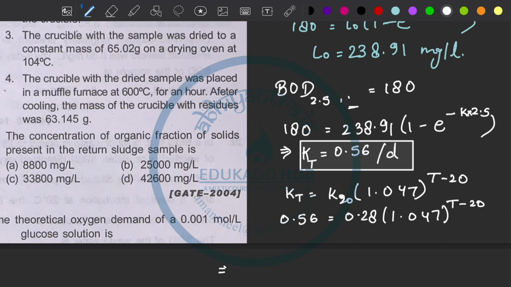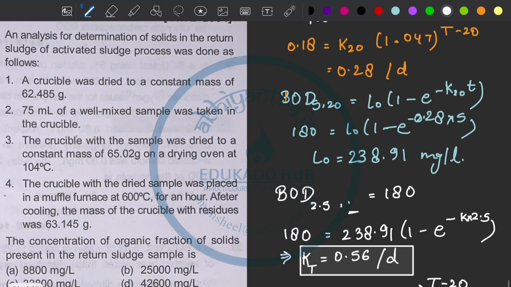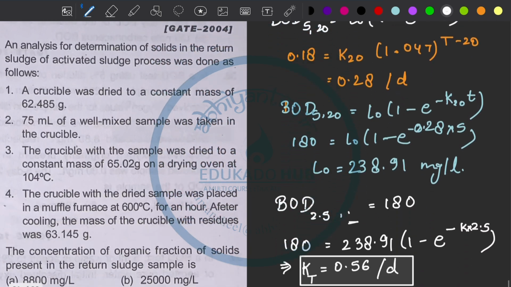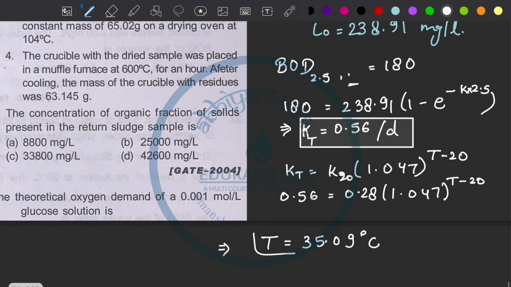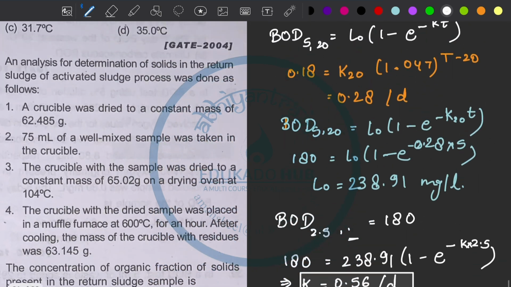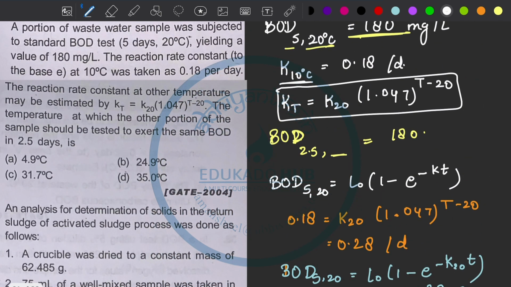So from here, after calculating, I get T as 35.09 degrees Celsius. So is that in the options? Yes, option D. So the answer is T 35.09, option D. So this is how we calculate. If the concept is in our mind, we can just approach towards what we want.